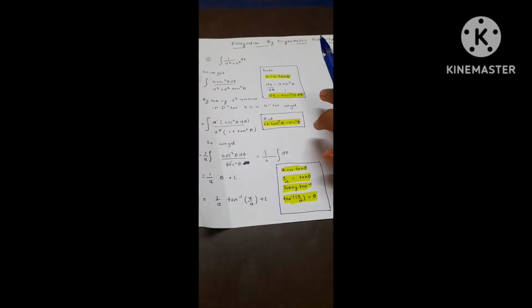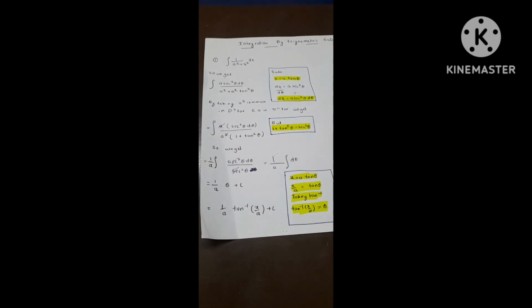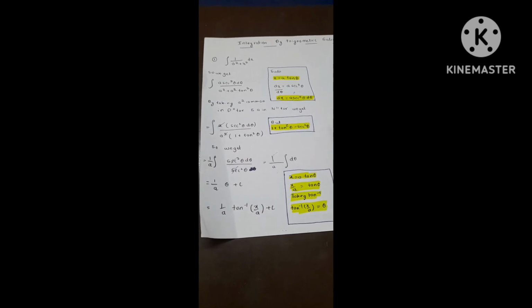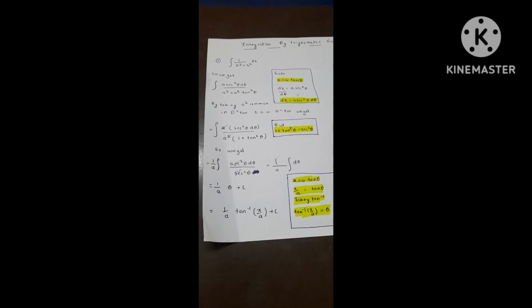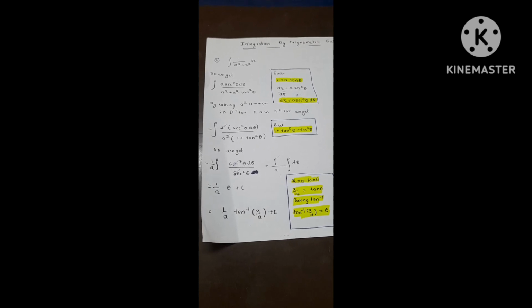We know that the integration of dx is always x. We have to add the c because it can be a function of another variable, so we have to write c in these kinds of integrals. If the limit is given, there is no need to write c.